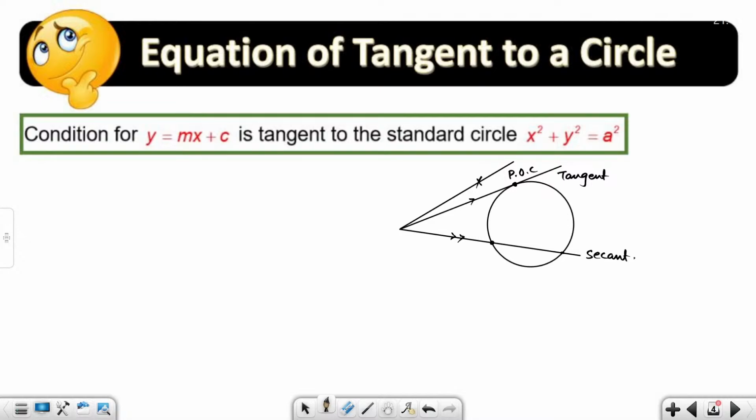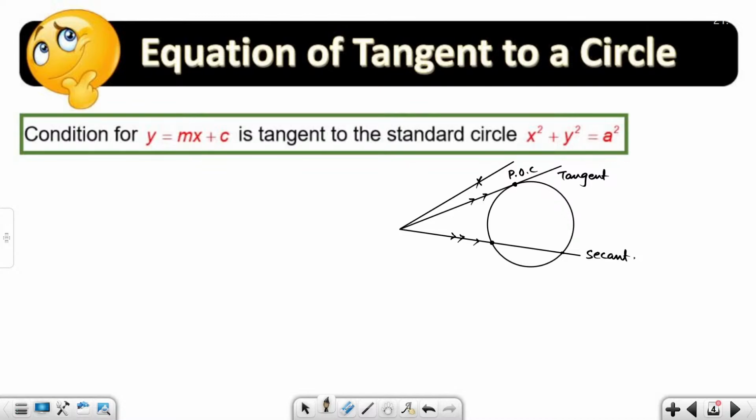So I'm going to discuss here the tangent as well as the secant. Throughout our circle chapter, and not only in circle but in all the conic sections, we are interested in these two lines, the tangent and the secant. I'm not at all interested in the line which is not touching or intersecting the circle.